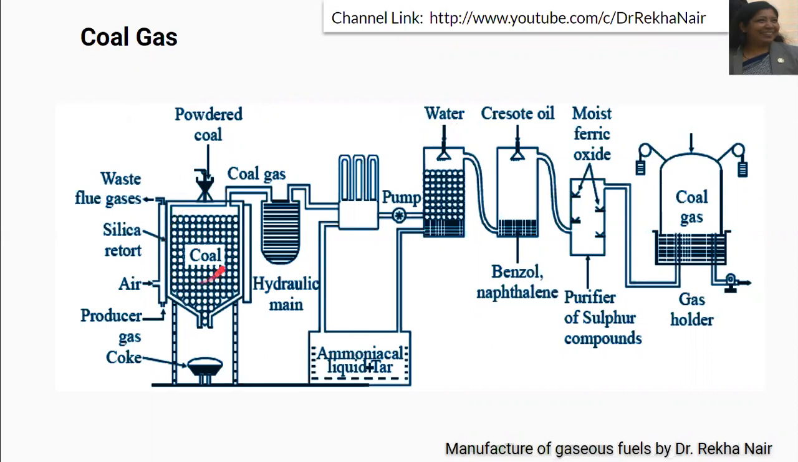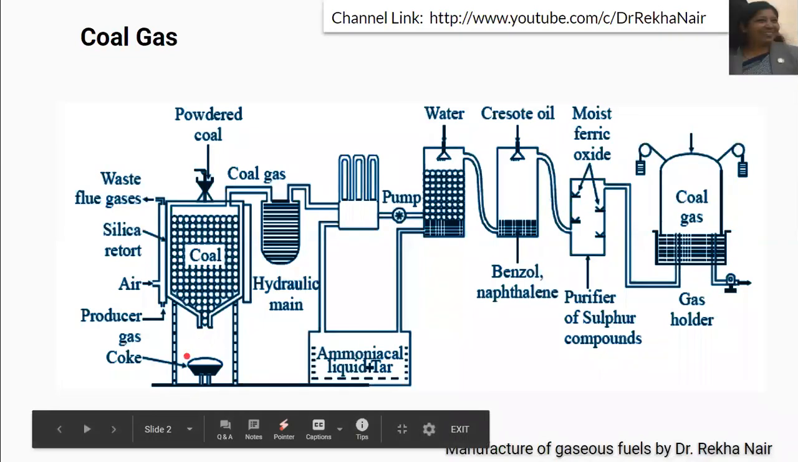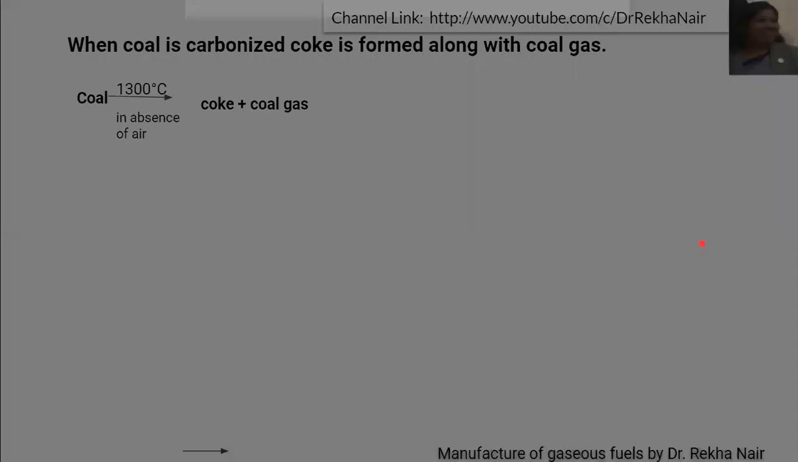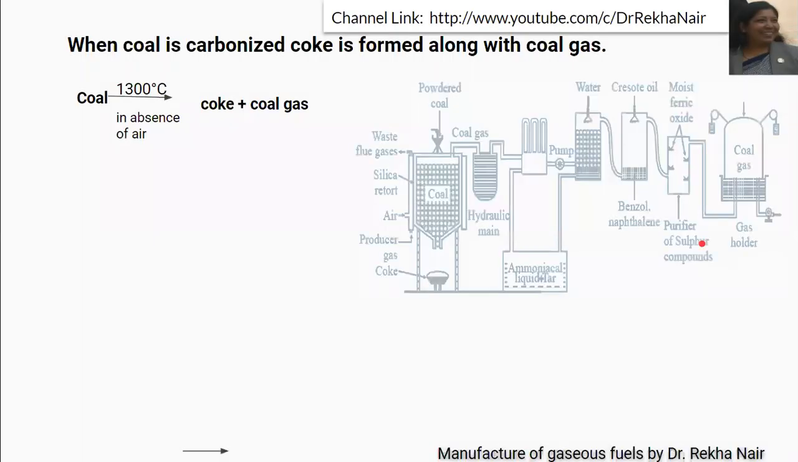Here what we are doing is coal will be heated in absence of air at about 1300 degrees centigrade, and the coke will be collected, and the coal gas that will be produced as byproduct gas will be purified through various processes to get the pure form of coal gas. Let us discuss in detail.